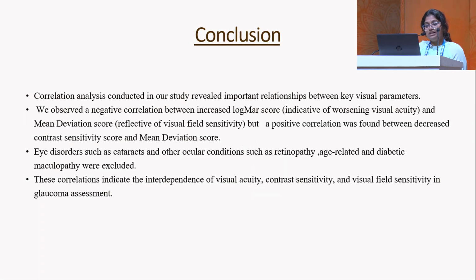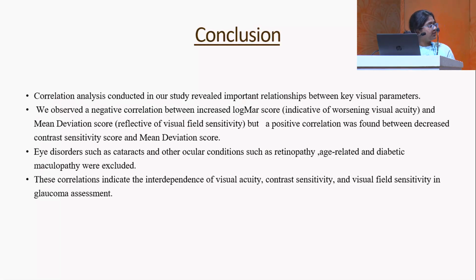Concluding, the correlation analysis conducted in our study revealed important relations between key visual parameters. We observed a negative correlation between the increased logMAR score and mean deviation score, but a positive correlation was found between the decreased contrast sensitivity score and mean deviation score. Eye disorders such as cataracts and other ocular conditions such as retinopathy, age-related and diabetic maculopathy were excluded. These correlations indicate the interdependence of visual acuity, contrast sensitivity, and visual field sensitivity in glaucoma assessment.